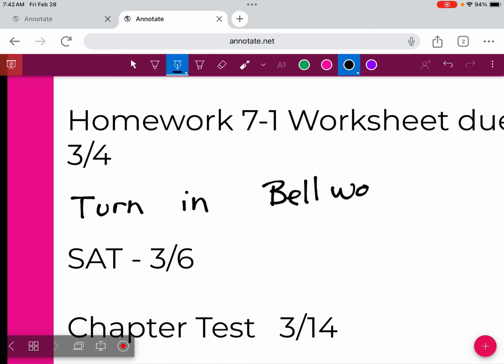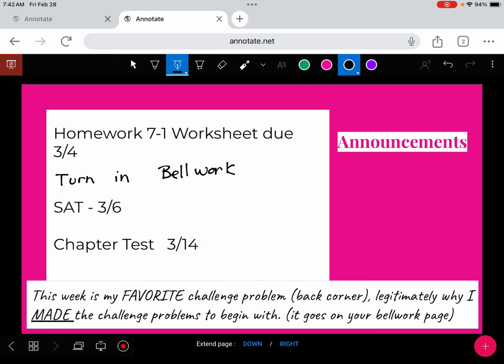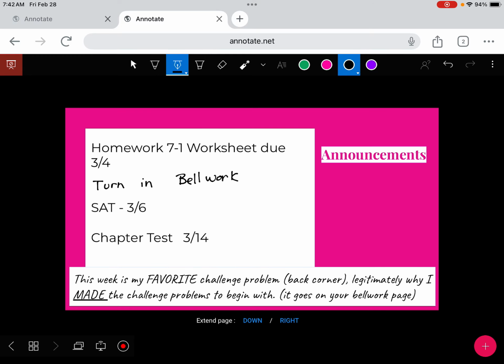Why is this week your favorite challenge problem? Because it's my favorite challenge problem. It's not really. Well, then try it. I know, I'm horribly cruel. Let's throw that last box on the bell work page. It's been there since August. I love how the chapter test is on Pi Day. It is indeed on Pi Day. I'm not bringing you pie.